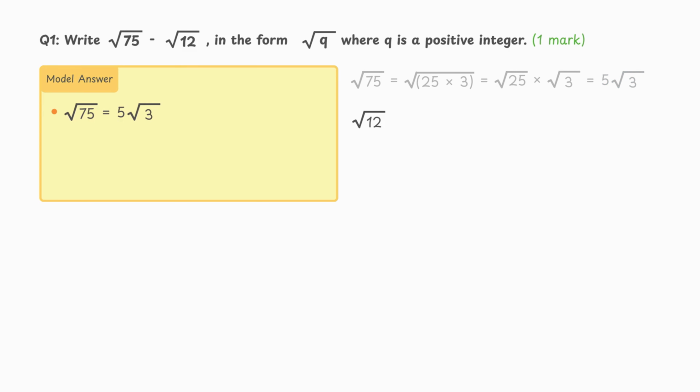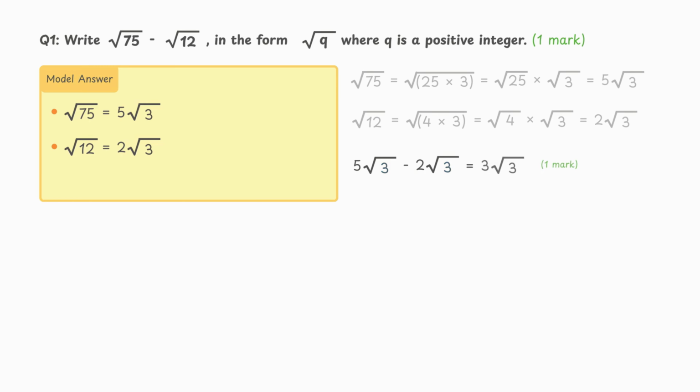Next, let's simplify square root of 12. The largest square number that divides 12 is 4. We can rewrite this as square root of 4 times 3. That equals square root of 4 times square root of 3, which simplifies to 2 square root of 3. Now, we can combine the two surds. Notice that both terms have square root of 3, so we can treat them as like terms. When we subtract, we get 3 square root of 3. So, the simplified form of square root of 75 minus square root of 12 is 3 square root of 3. And that's it.